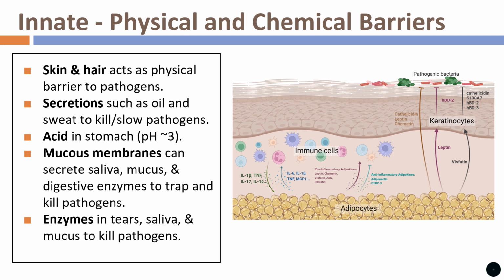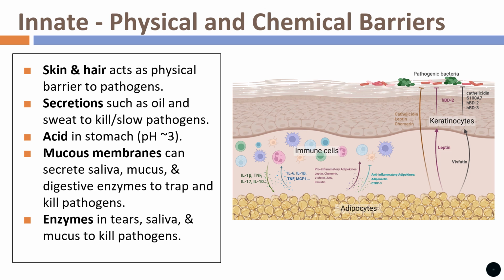Okay, so let's talk a little bit about our innate physical and chemical barriers. We talked a little bit about these on the last slide, but I just want to go over them again. So this is going to be things like our skin and hair. This acts like a physical barrier to pathogens. Our secretions, such as oil from our oil glands or sweat, can help to kill or slow pathogens. We have a lot of things in our body that are acidic, like our gastric acid in our stomach. This makes it really, really hard for pathogens to survive.